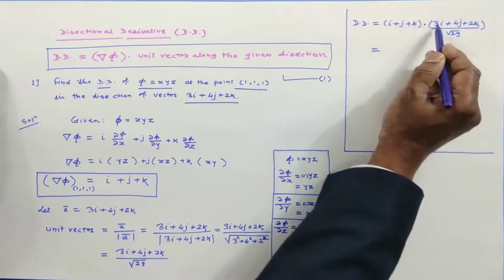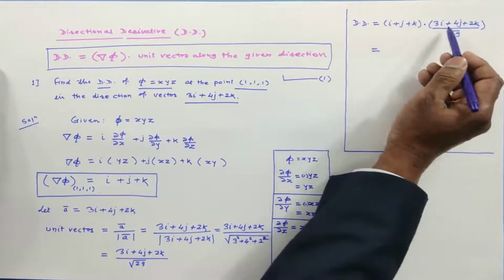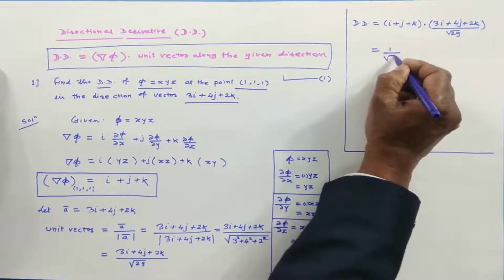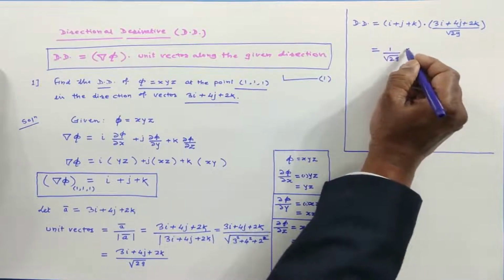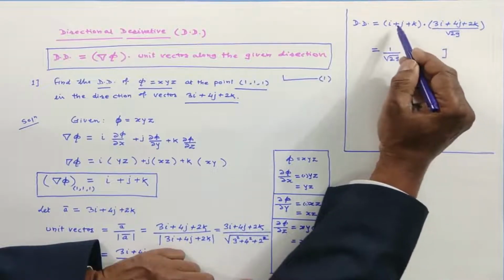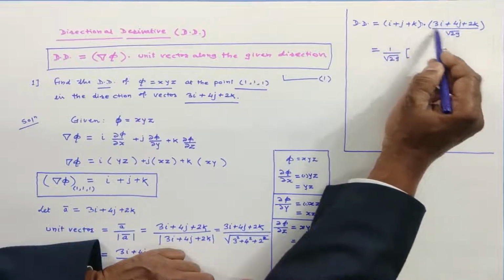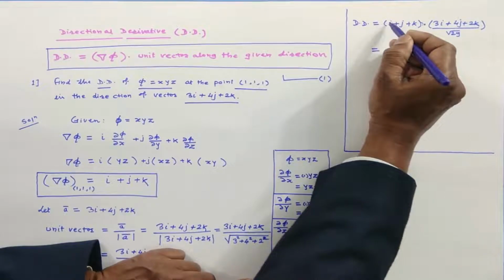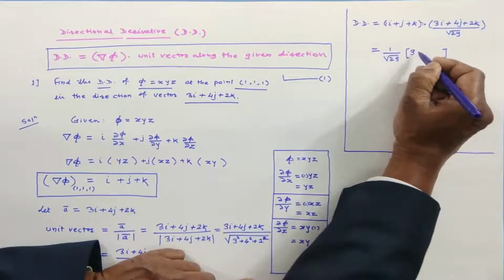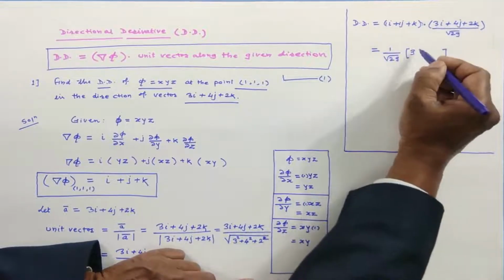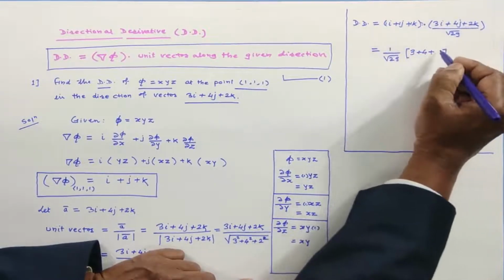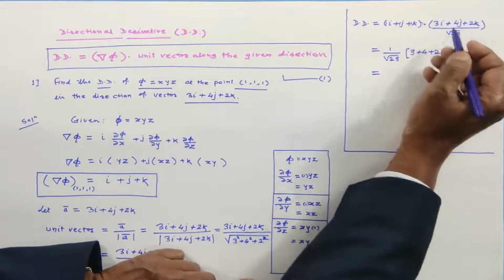This is a vector, this is also a vector, and for the dot product of the two we can easily get 1 by root 29. You can write it outside because it is a scalar, you can write it outside when you take the dot product of any two vectors. Now the dot product of two vectors: the first vector is this bracket, the second vector is this bracket. Now how to get the dot product? The coefficient of i is 1, 1 multiplied by 3 is 3, coefficient of j 1 multiplied by 4 is 4, plus coefficient of k 1 multiplied by 2 is 2. This is the dot product of two vectors.